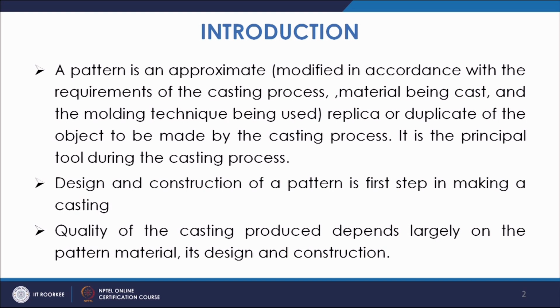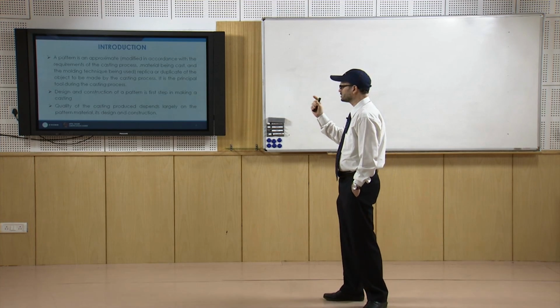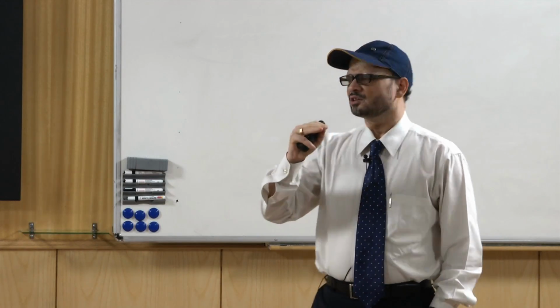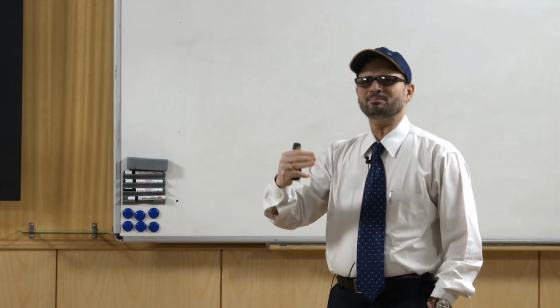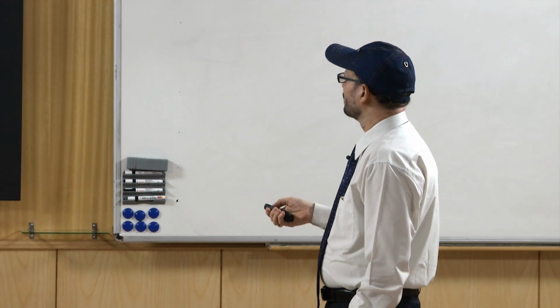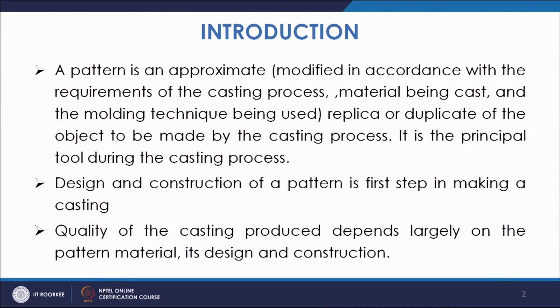Basically we have a shape similar to the cast, and that is why a pattern is required, so that the same shape of casting is produced. It is a replica or duplicate of the object to be made by the casting process.